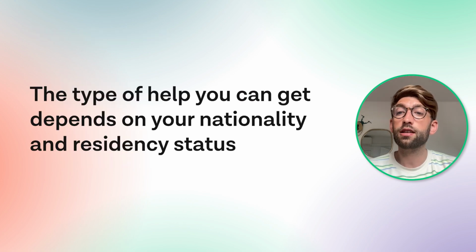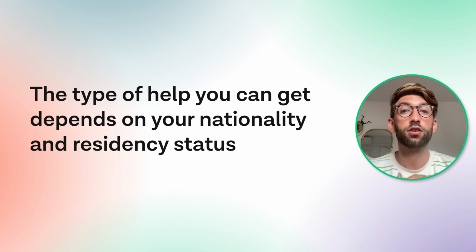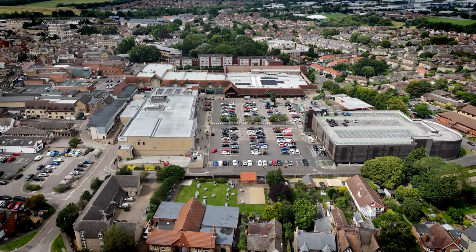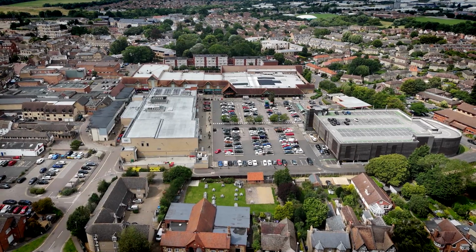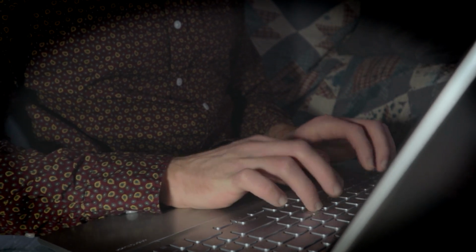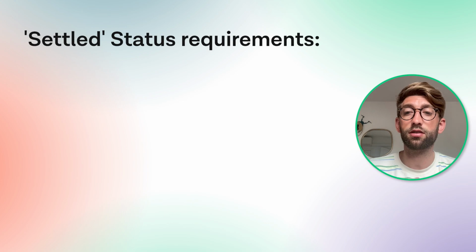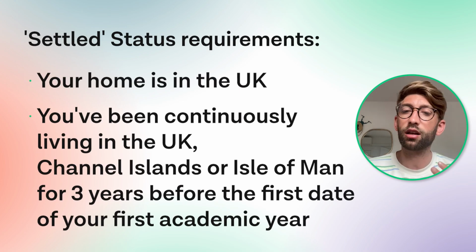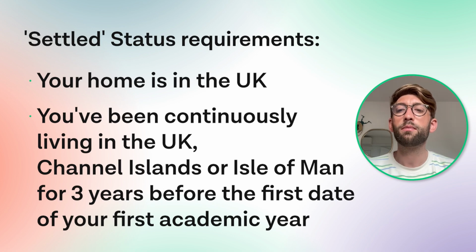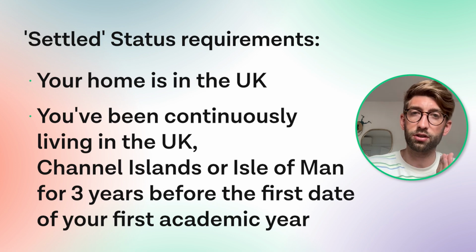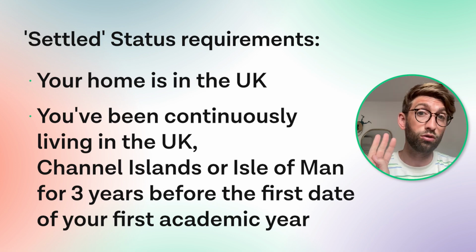But ultimately, the thing to know is the type of help that you can get depends on your nationality and residency status. So if you're a UK national or Irish citizen and have a settled status in the UK, you can apply for full support if you meet the university course and age requirements, so basically if you get in. However, two things must apply for settled status. Your home is in the UK and you've been continuously living in the UK, Channel Islands, Isle of Man for 3 years before the first date of your academic start year. So before your course starts, to get settled status, you need those 3 years in the UK.